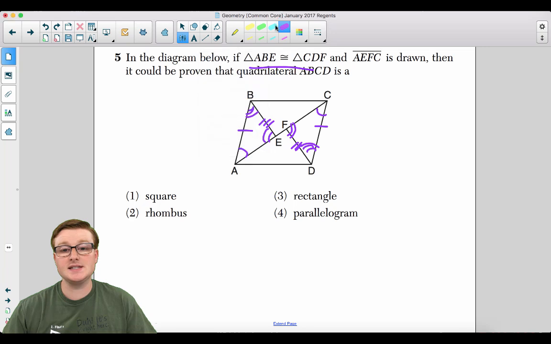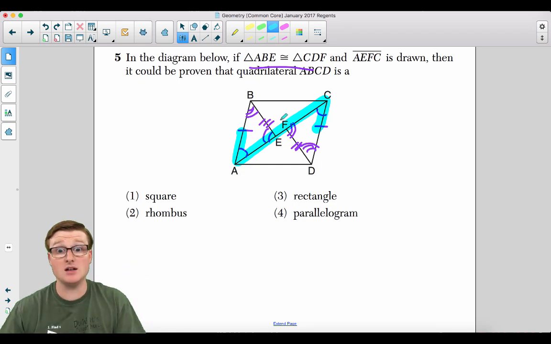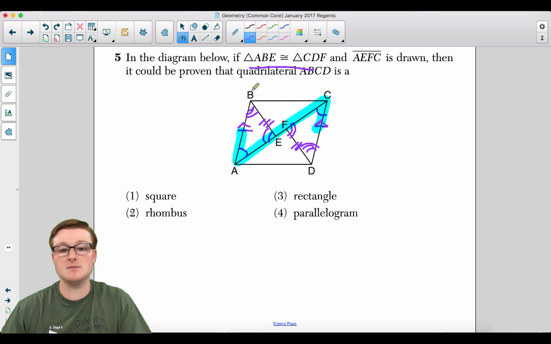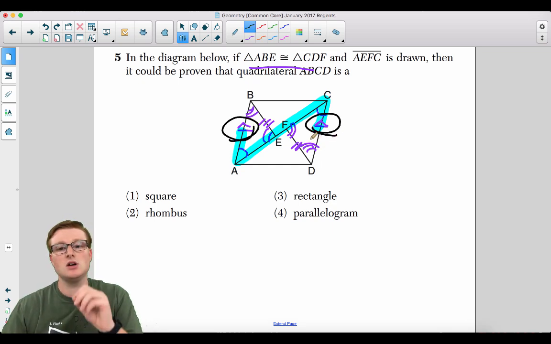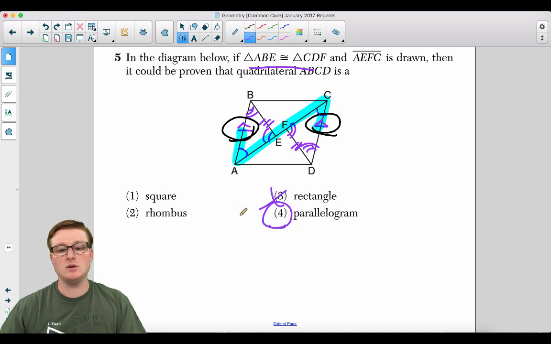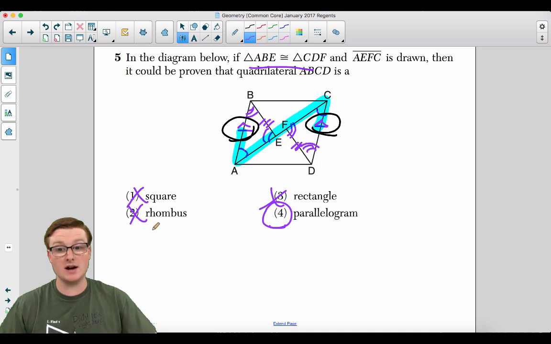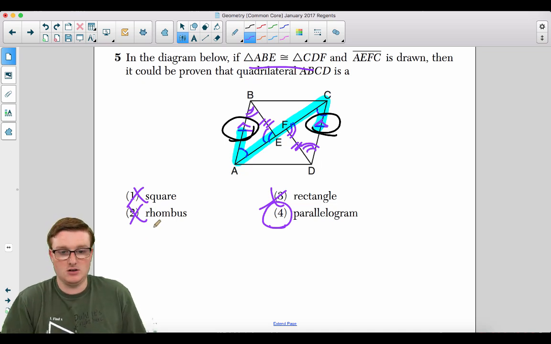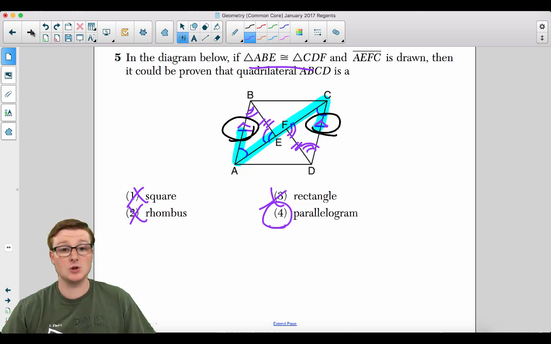Now, since these two angles right here are congruent, and that forms a Z, making alternate interior angles, these sides over here, BA, is parallel to CD. And look at this, ladies and gentlemen. If you have one pair of congruent and parallel sides, then this quadrilateral must be a parallelogram. We don't have enough information to prove this to be a square, a rhombus, or a rectangle. All right, moving on to question number 6.